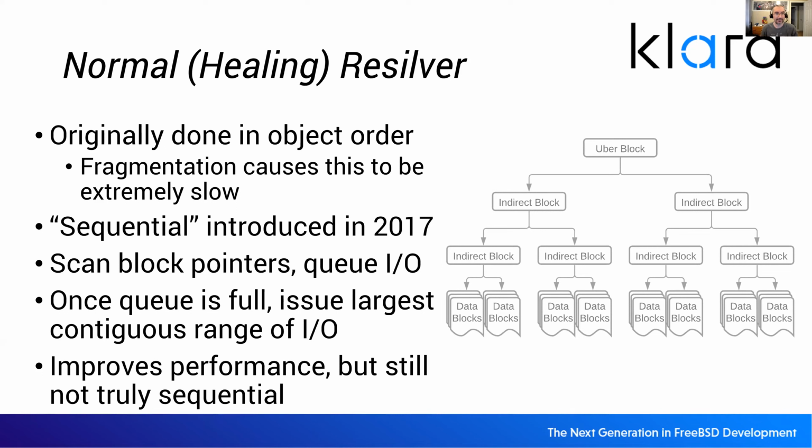So in a normal healing resilver, ZFS would walk through the tree of blocks that it's made up of, right? So it would start with the uberblock at the top, of which there's one, and then that points to a bunch of blocks that describe your datasets, and then in each dataset you'll have these indirect blocks that basically contain an array of either other indirect blocks or data blocks.